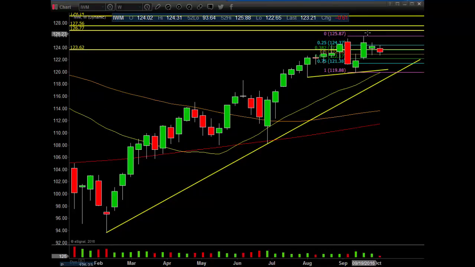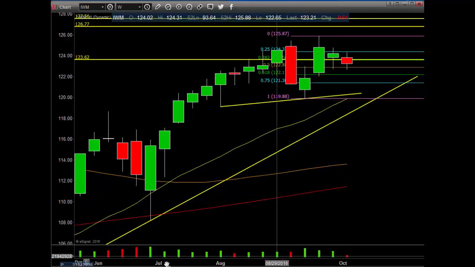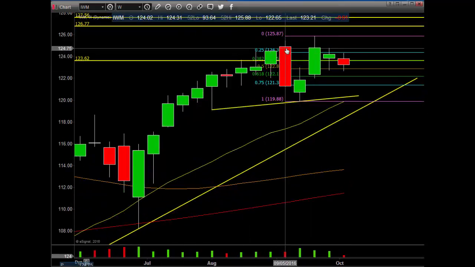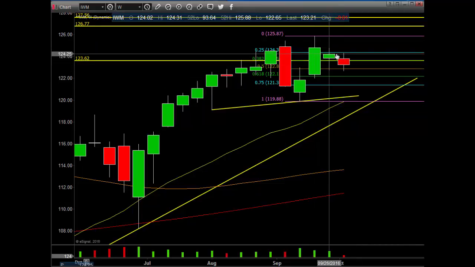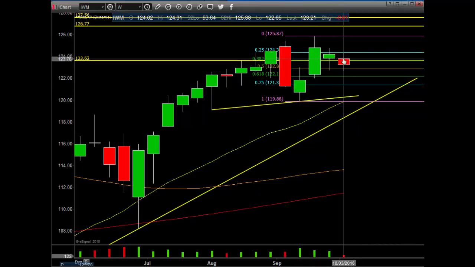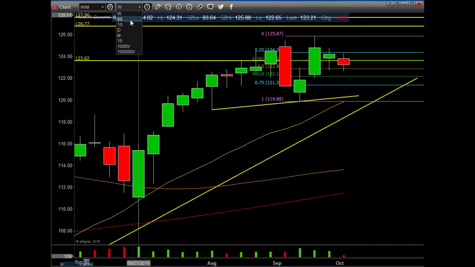IWM. So we came right back into, let's see here. Let's open that up a little bit. So we came back, we came down, popped it up, couldn't close above the inside bar. Now we have a bullish inside bar micro pattern on an inside bar bearish macro pattern. So kind of chopping around. The IWM was only down 61 cents, so it wasn't that big of a sell today. But that's the weekly actually.